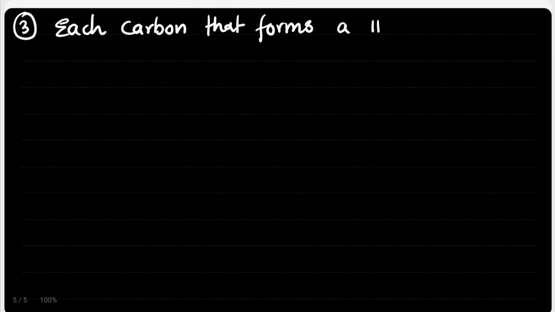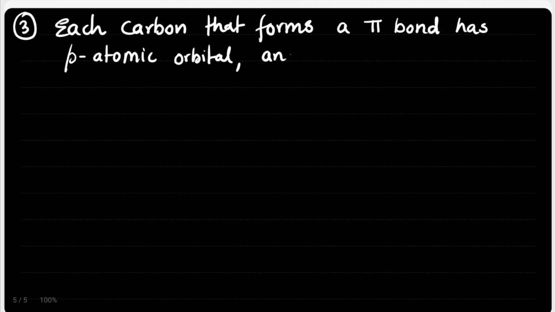The third important point for the molecular orbital theory is that each carbon that forms a pi bond has a pi atomic orbital, and the pi atomic orbitals of the carbons combine to produce a set of molecular orbitals. So pi atomic orbitals are responsible for the formation of pi molecular orbitals.